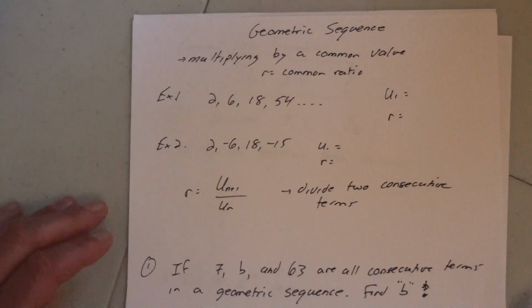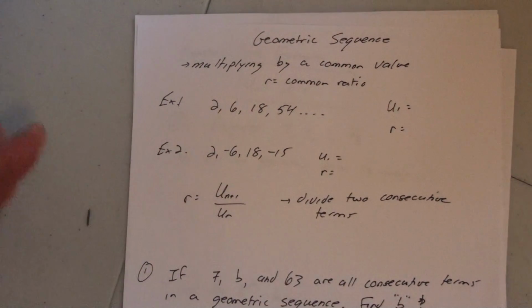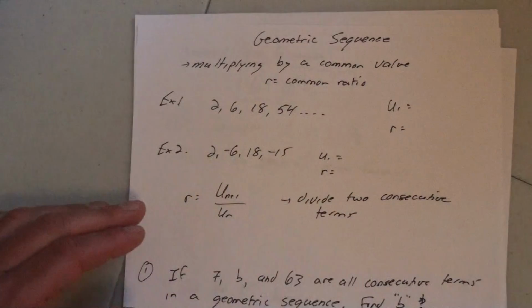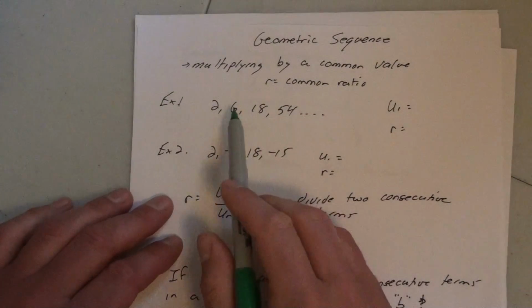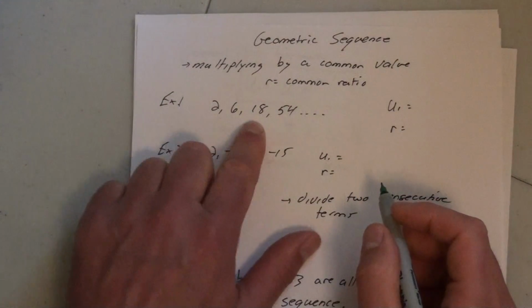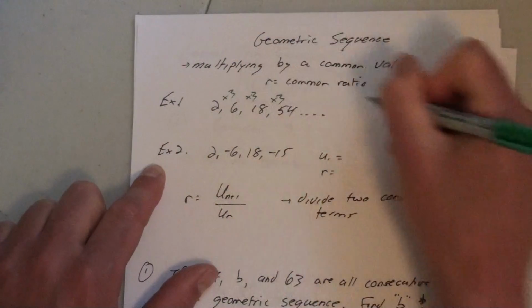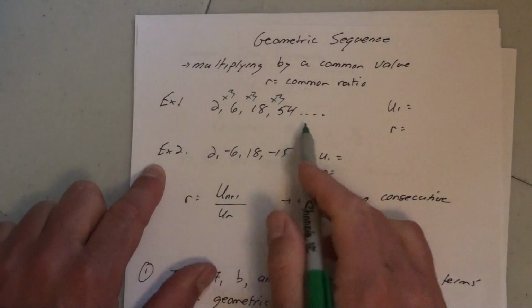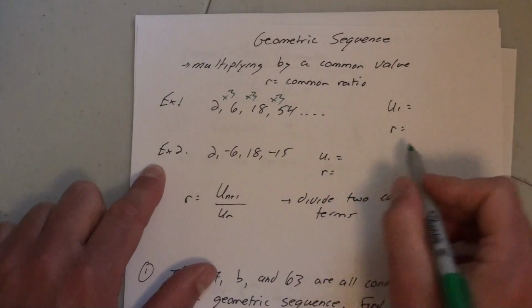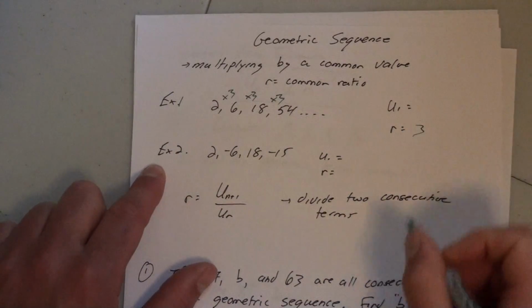Okay, here's some lessons on geometric sequences. Geometric sequences are sequences that are being multiplied by some sort of common value. So here in this case, I am being multiplied by the same value each time, so it's going up by multiplying by 3 each time. Now the letter we're going to use for what's being multiplied is R. So your common ratio, my common ratio, is 3.